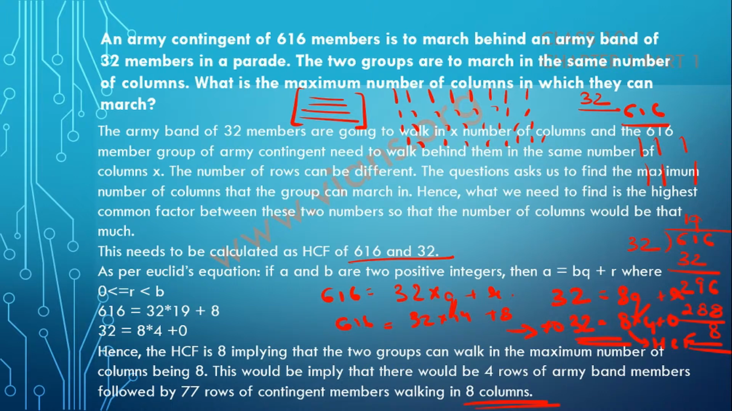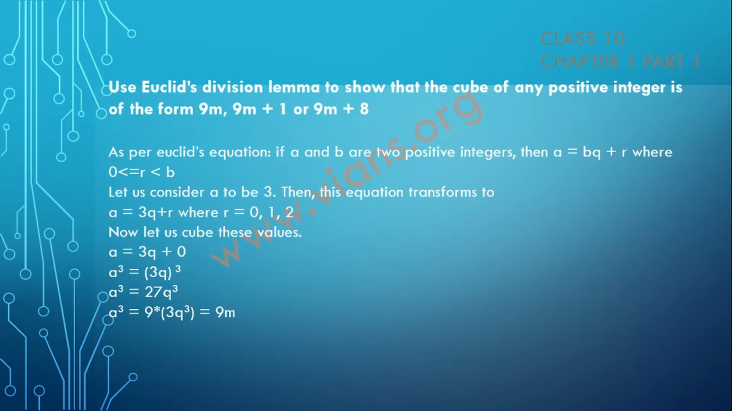Something like this would be your, oh, I think I made a mistake here. Give me one second. This is going to be your army band, and then behind this is going to be your contingent in again 8 columns. All right. So this was your solution to that particular problem.